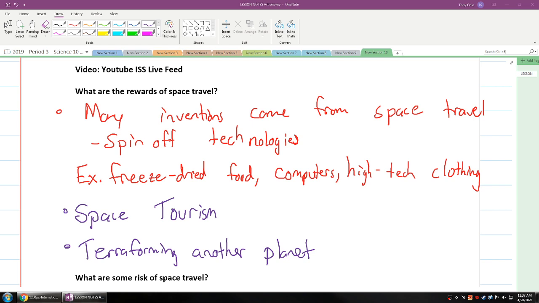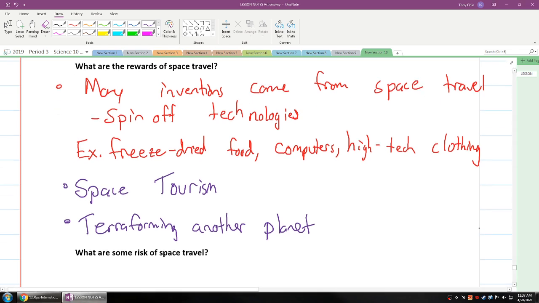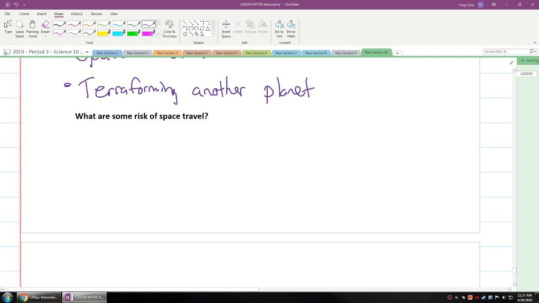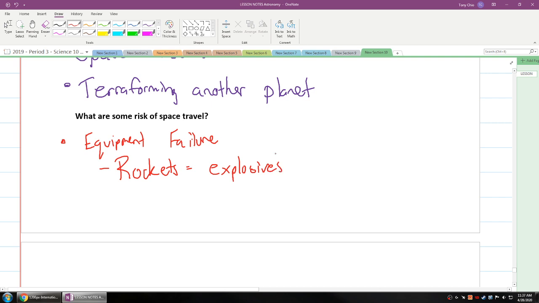But even though there are rewards, there are risks. There are huge risks of space travel. One of the biggest risks is equipment failure. And you might remember that first of all, when you're up in space, you have no place to land. But the other part is the fact that the rockets can fail. And the rockets are explosives. And if that fails, you have a huge issue on your hands.